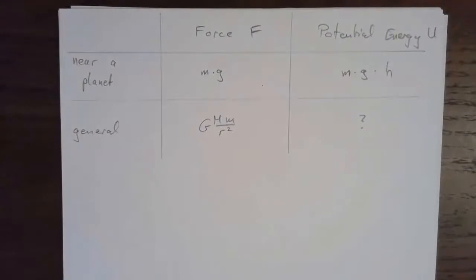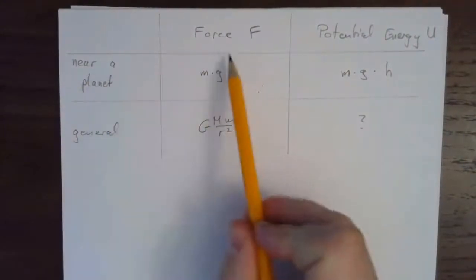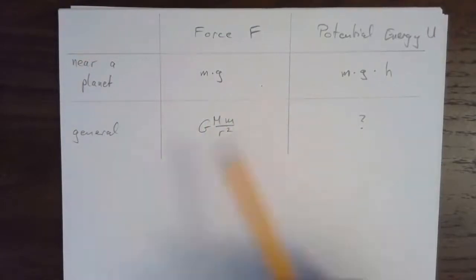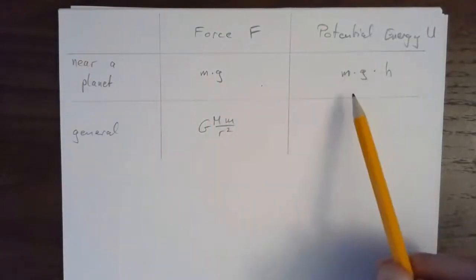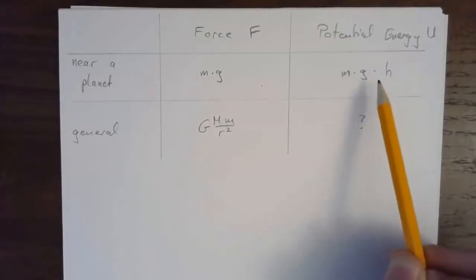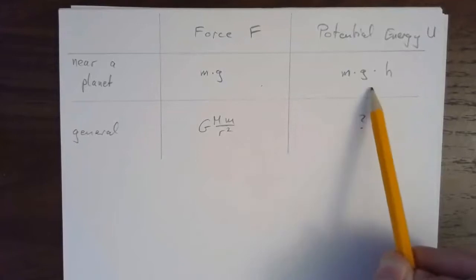So let's just recap. When I'm near a planet, the force of gravity can just be written as mg. And the associated potential energy is mgh, right? And it's really just the work that would get done by gravity as you move between 2 points.